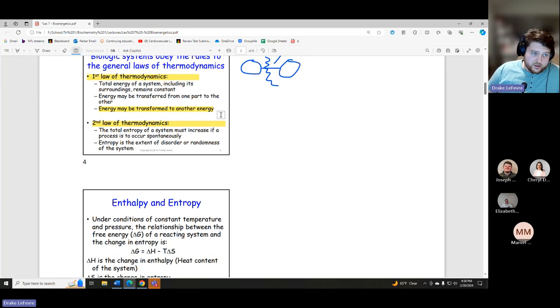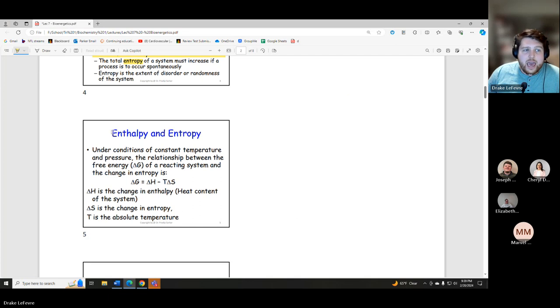Our second law of thermodynamics, we introduce this word called entropy. We have two words, enthalpy and entropy. I enunciated those very specifically because it's very important that you do not get them confused. Okay? So we have enthalpy, which is our delta H, or the change in the heat of the system. So thinking about the amount of heat energy being released. And delta S, which is entropy.